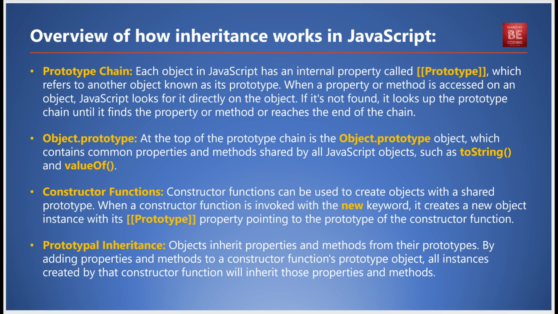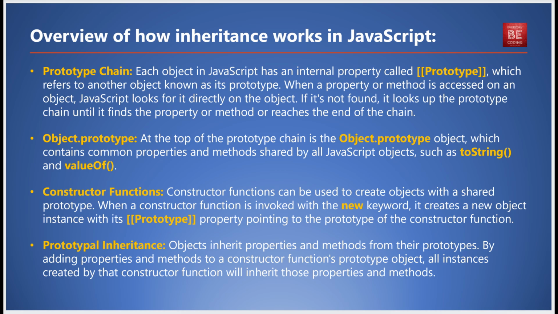Now, you might wonder, how do we create these objects with a shared prototype? That's where constructor functions come into play. When invoked with the new keyword, a constructor function crafts a new object instance, with its prototype property pointing back to the prototype of the constructor function.